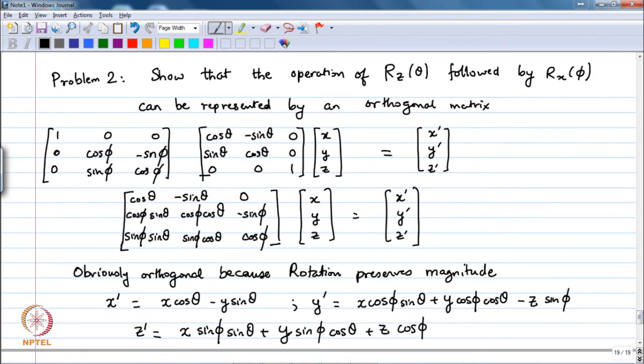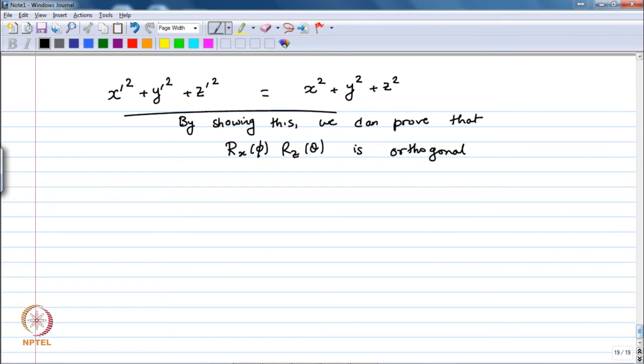Okay. So, these are the final coordinates x prime, y prime and z prime, and we express them in terms of x, y, z. Now, if you square this, you will get various terms. Okay. So, you will get x square cos square theta, y square sin square theta, and the cross terms 2 x y cos theta sin theta. Similarly, when you take y prime square, you will get various terms. Okay. And similarly, z prime square will give you various terms, and if you add and collect all the terms, you will get that they satisfy this relation, and by showing this you can prove that this product of rotations yields a matrix that is orthogonal.